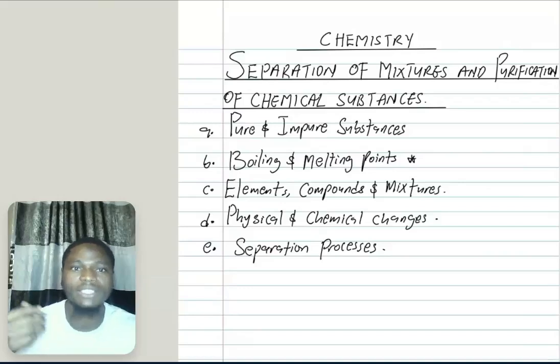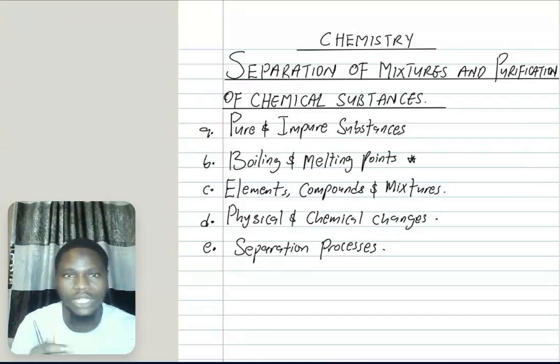Next, you learn about elements, compounds, and mixtures. Also, you understand each of the concepts and you must be able to distinguish between the three of them. You are expected to know that. Next, you have to learn about physical and chemical changes. What are physical changes? What are chemical changes? Which of them lead to the formation of new substances? And so on like that. So you have to learn about them also.